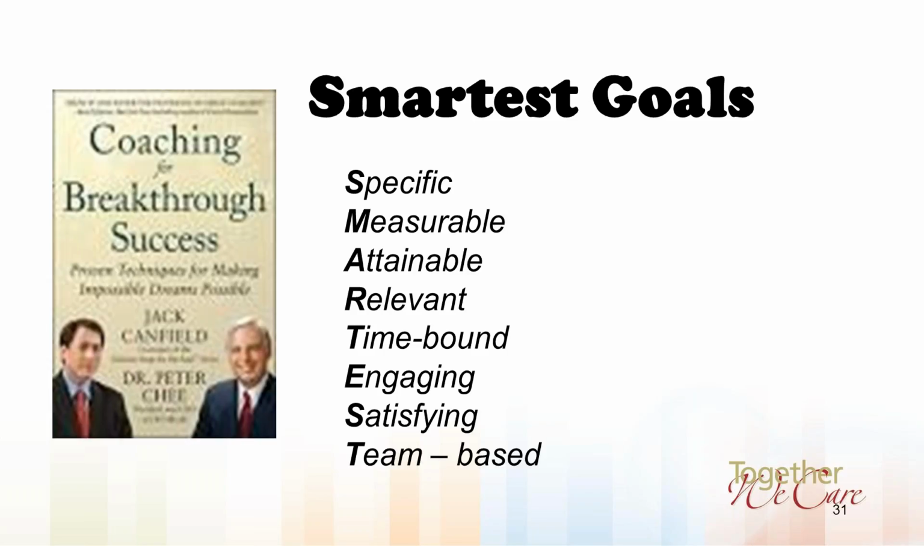It comes from a book from Jack Canfield and Peter Chi, and it's called Coaching and Breakthrough Success. And if you actually Google him, you'll find, and I'm sorry I didn't put it on here, a PDF of the very first chapter of the book, and it gives you some really good information. But he talks about SMARTest goals as far as being specific and measurable, attainable, and relevant, time-bound. And then things like engaging and satisfying and team-based.